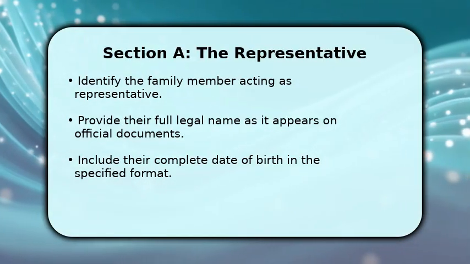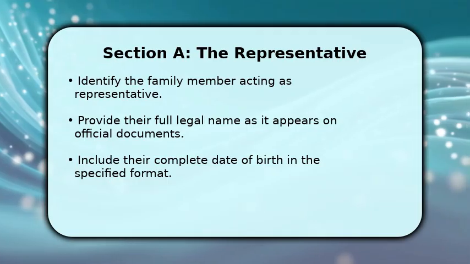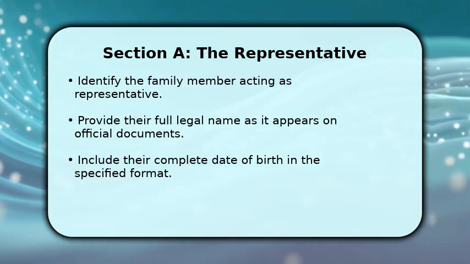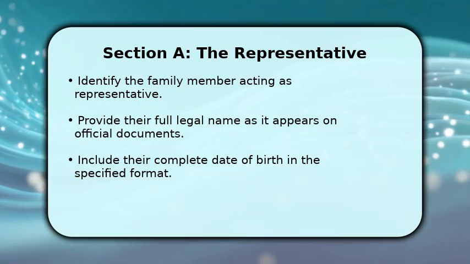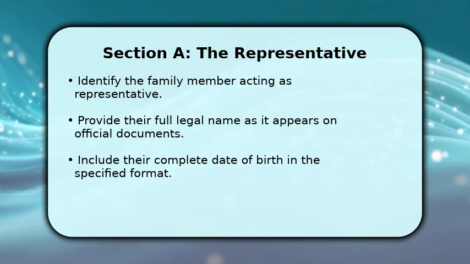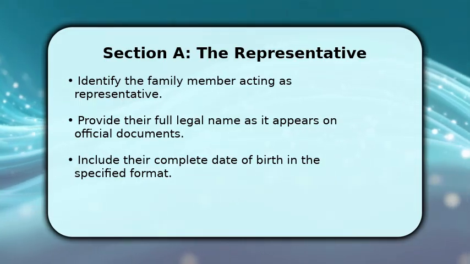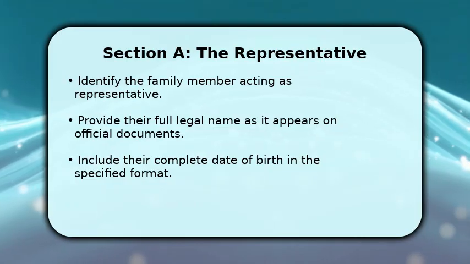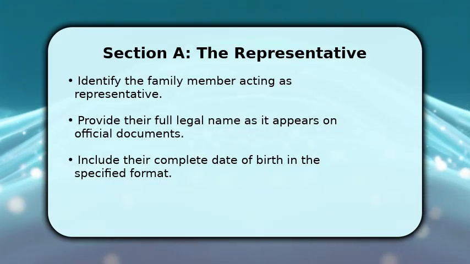Section A focuses on the family member who will be your representative. This is the person whose MyCIC account will be used for the online submission. You must accurately provide their full family name and given names, ensuring they match their passport or other identification. Also, include their date of birth in the year-month-day format.